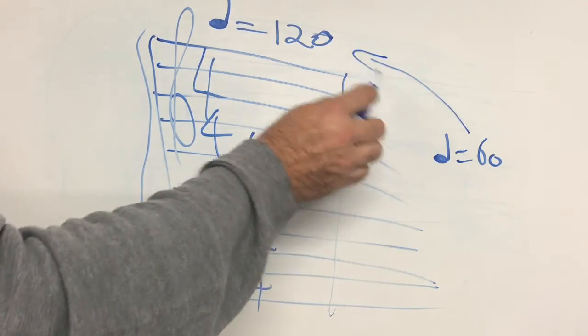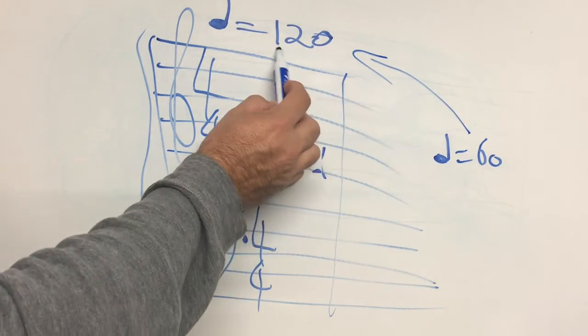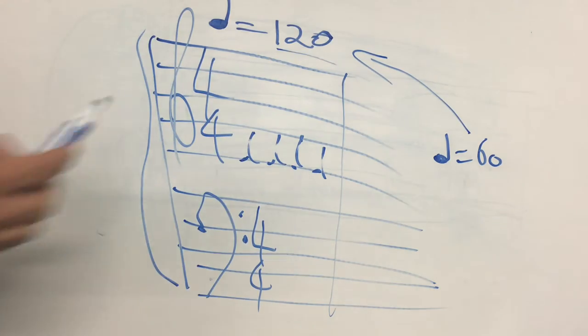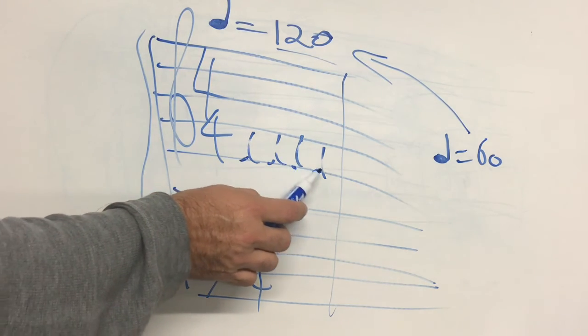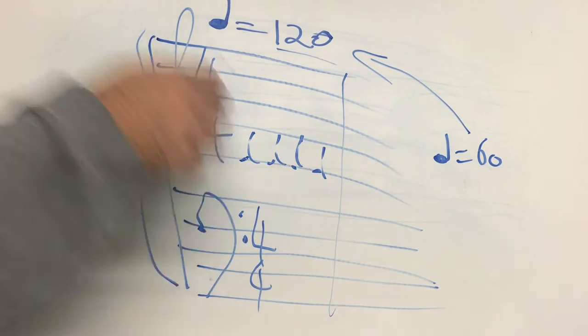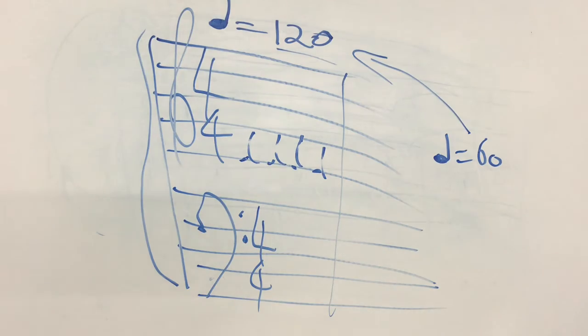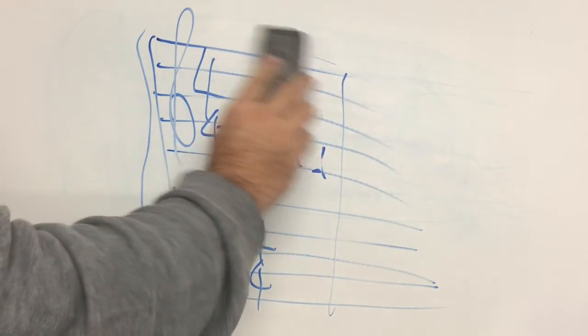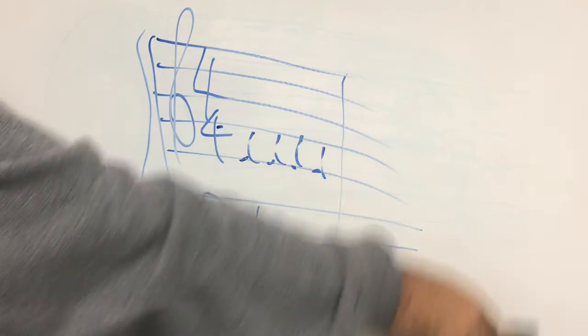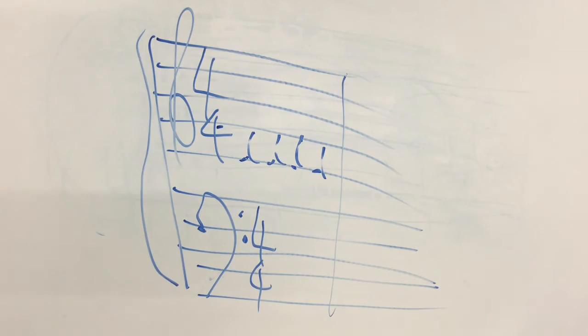So 120, 60 plus 60 equals 120. So this speed up here is twice as fast as 60. So it would be 1, 2, 3, 4, 1, 2, 3, 4. So it'd be a lot faster. It would be double the speed. So don't get the time signature confused with how fast a song goes. The tempo speeds are normally written at the top. And that tells you just how fast the song's going to move along.